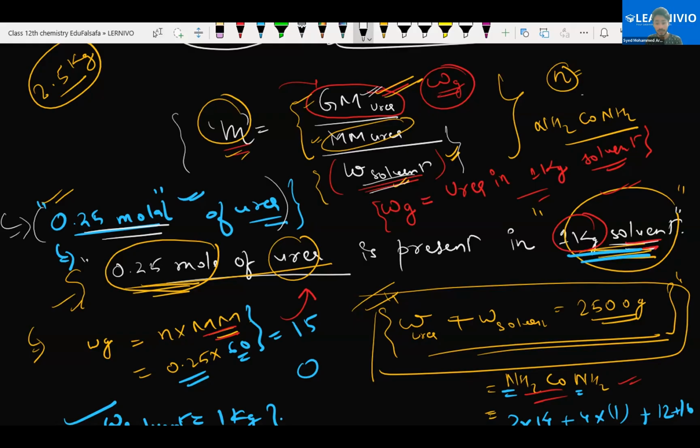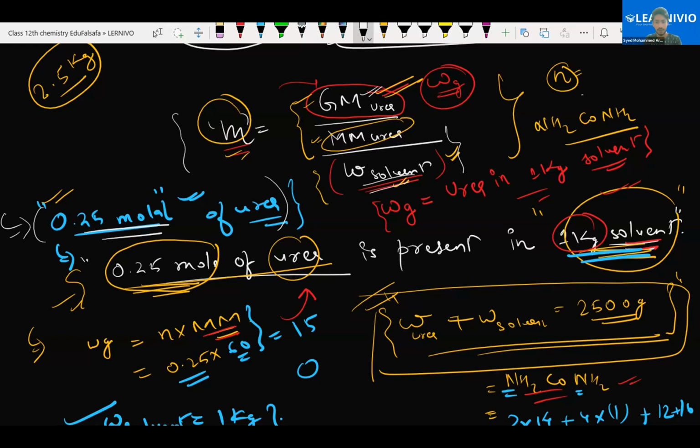It means that 0.25 moles of urea is present in 1 kg of solvent. From where do I get this? From the definition. This is the definition of molality: if n gram moles are present in 1 kg of solvent. I have taught you before about molality, normality, everything.